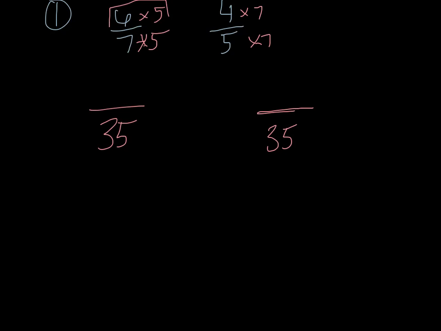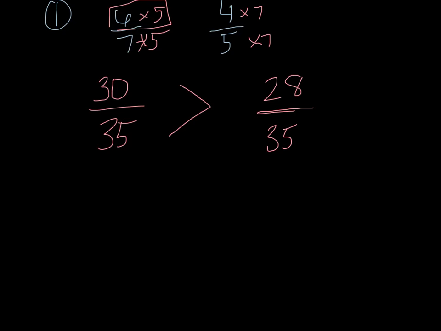That's going to be the bigger one. So 6 times 5 is 30, and 4 times 7 is 28. So which one's bigger, 30 or 28? Well, 30 is, so that one is bigger. 30/35ths or 6/7, however you want to write it. So that's our first method, just finding a common denominator.